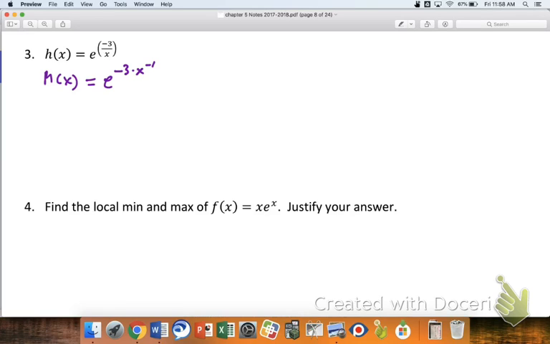So you've got to keep in mind that all those old rules for composites apply right now. So this is the derivative of e to the, and we're just going to say e to the u, where u is just some function, right? In this case, the u would be negative 3 over x, right? So the derivative of e to the u is just e to the u times the chain rule factor.